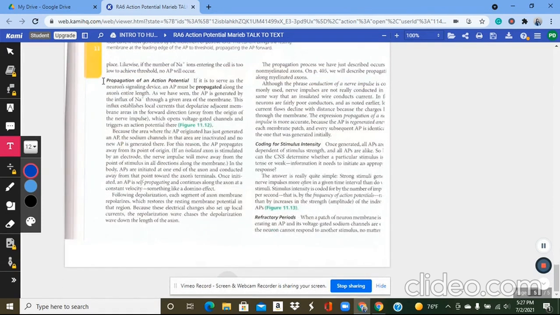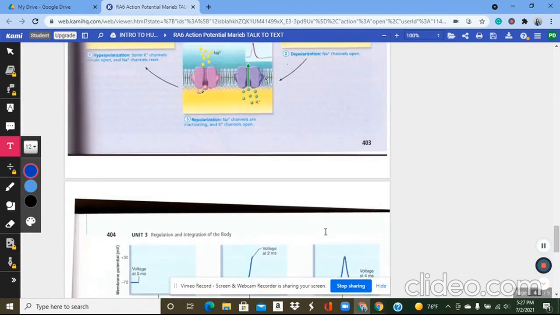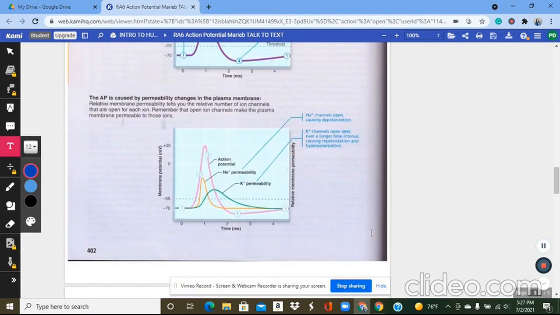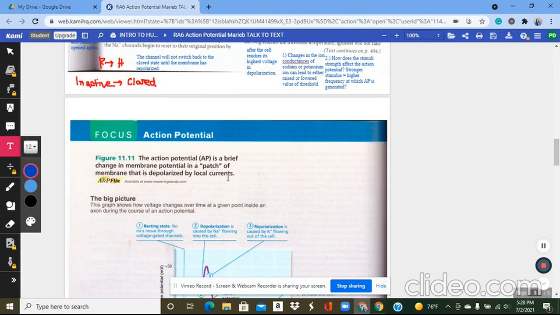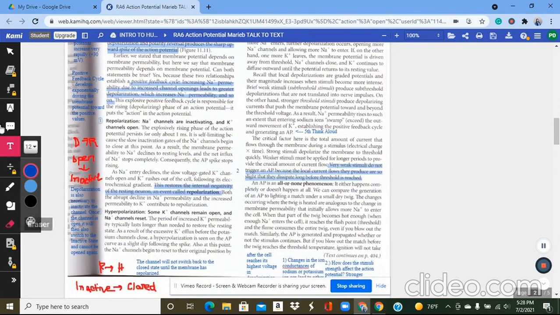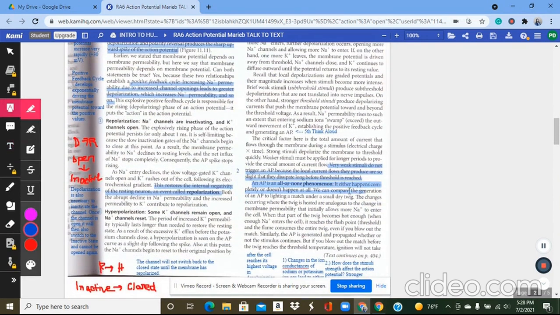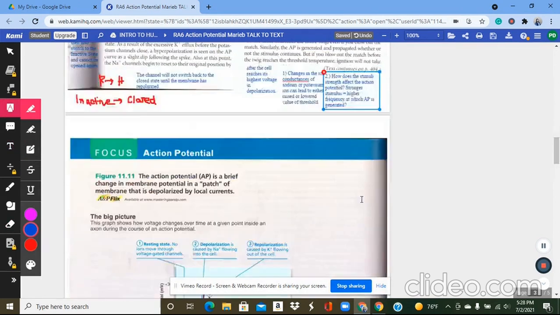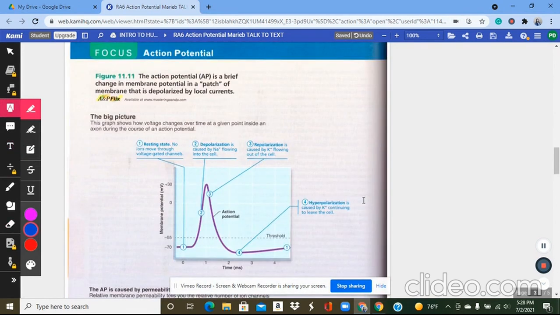So before I move on to read the rest of this text, I would then proceed to analyze the figures given in this PDF. Figure 11.11, the action potential is a brief change in the membrane potential. I just forgot to highlight this sentence. It is pretty important to remember. The action potential, AP, is a brief change in the membrane potential in a patch of membrane that is depolarized by local currents. The big picture: this graph shows how voltage changes over time at a given point inside an axon during the course of an action potential.